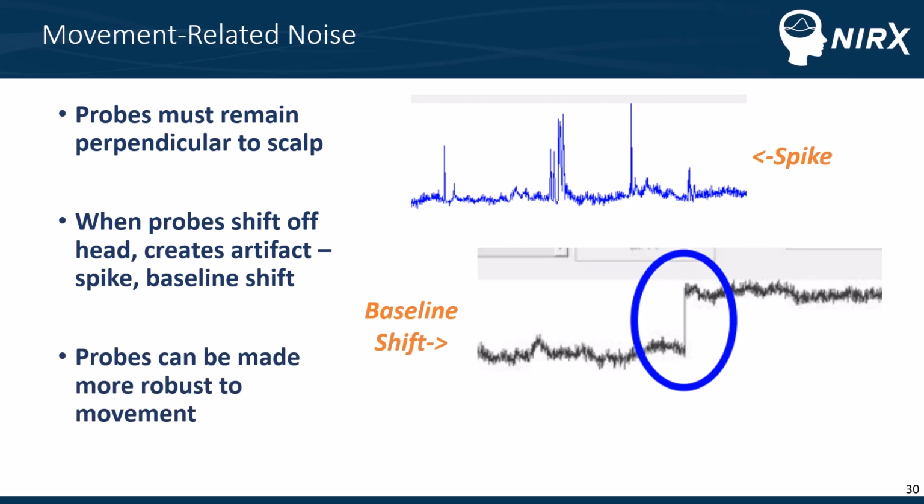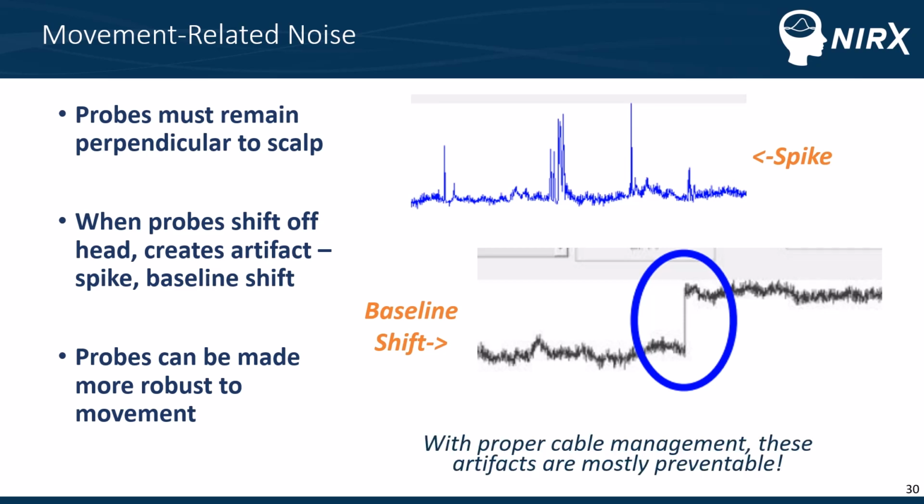Probes and headgear can all be made to be very robust to these motion artifacts. Generally, cable management is one of the most key considerations for preventing them. With proper cable management, these artifacts are generally preventable. So it's very important to review your data in real time as well as later on to get a sense of whether or not your setup is robust to motion artifacts.